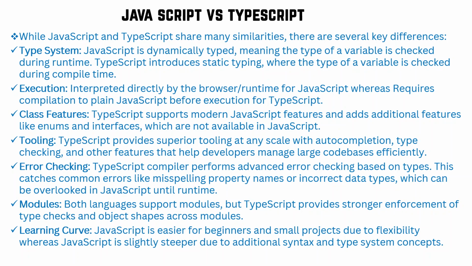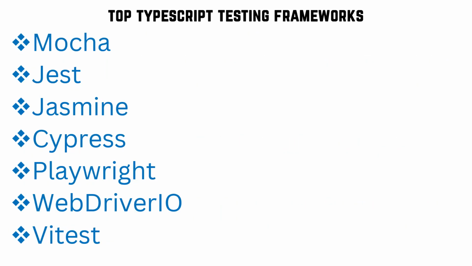And the difference between TypeScript and JavaScript: TypeScript supports static typing, JavaScript does not. Execution is much faster in JavaScript compared to TypeScript. Right, the class feature is more predominantly explained in TypeScript, which JavaScript does not support. Error checking is at compilation time in TypeScript, whereas in JavaScript it is at runtime. Modules are supported by both, but TypeScript provides stronger enforcement of type checking and object safety across the modules.